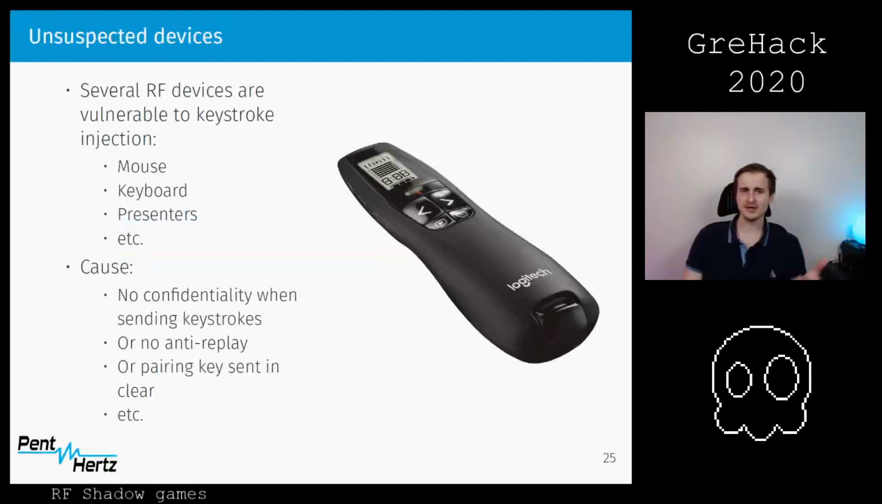And this is a mess. You can find a lot of devices that can be vulnerable to keystroke injection, like the mouse, the keyboard, the presenters, and so on. The cause of that is that sometimes there's no confidentiality when you send keystrokes. For example, when you press a button, the keystroke will be sent in clear text or encoded in a way that you can use the same code and replay it.